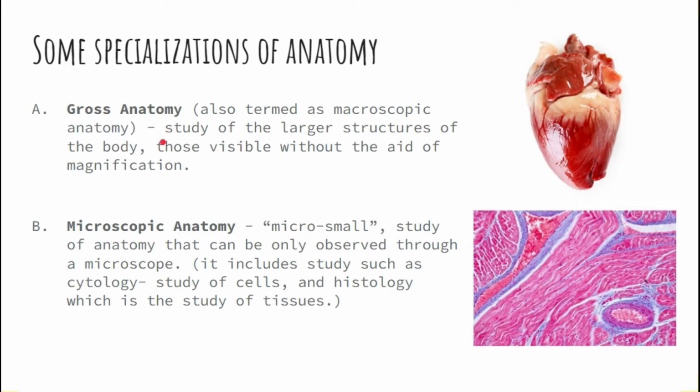Microscopic anatomy, on the other hand, is micro or small, meaning the study of anatomy still, but this can only be observed through the aid of a microscope. Again, microscopic anatomy is through the aid of a microscope. So we will need a microscope for magnification because this cannot be seen with your eyes alone. This includes studies such as cytology, the study of cells, and histology, the study of the tissues.